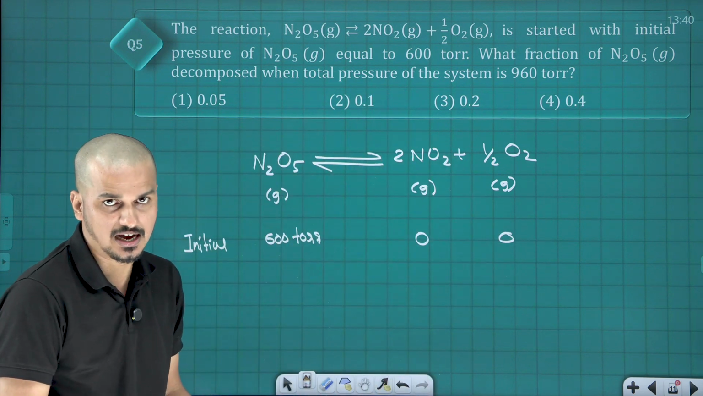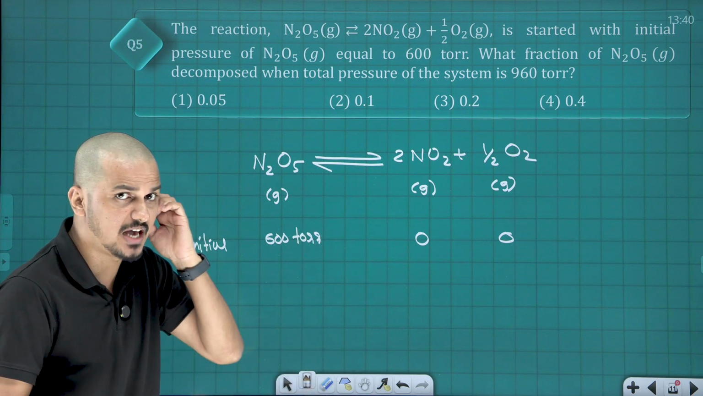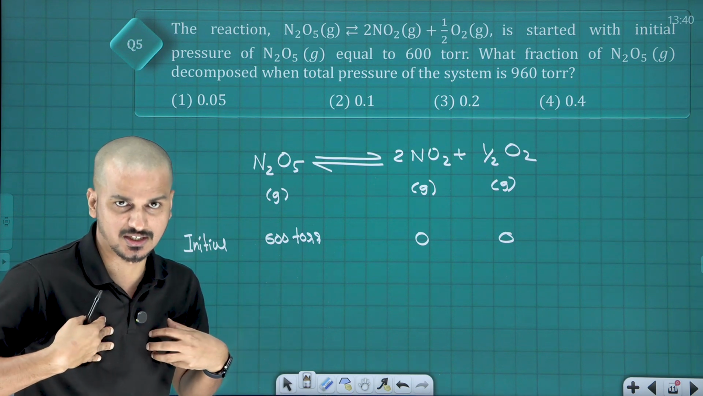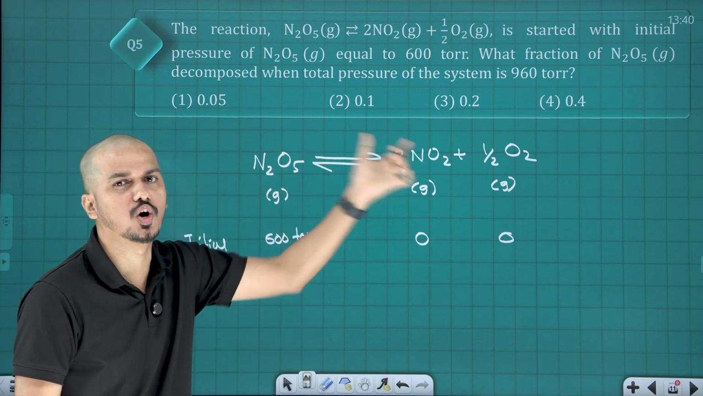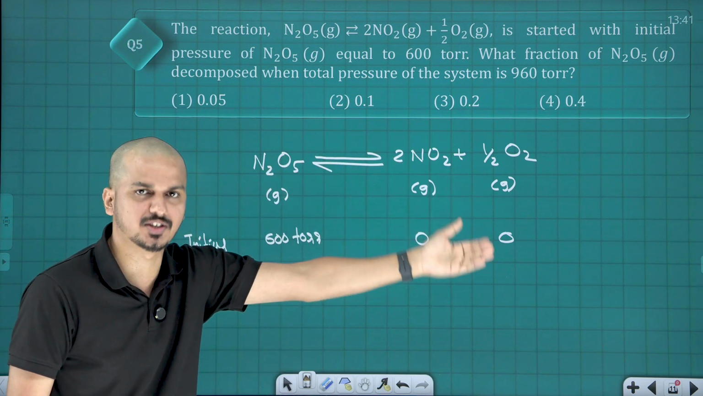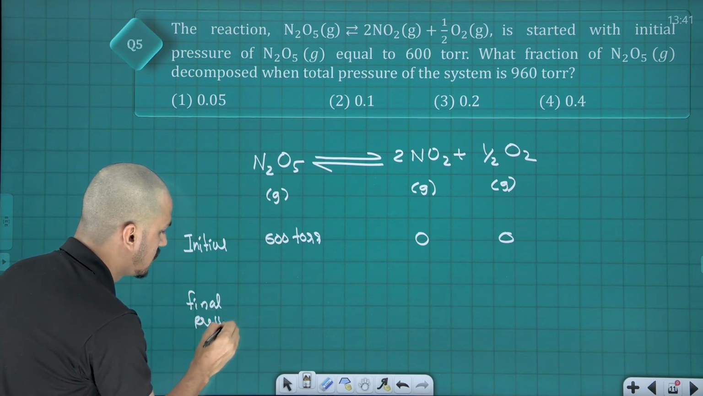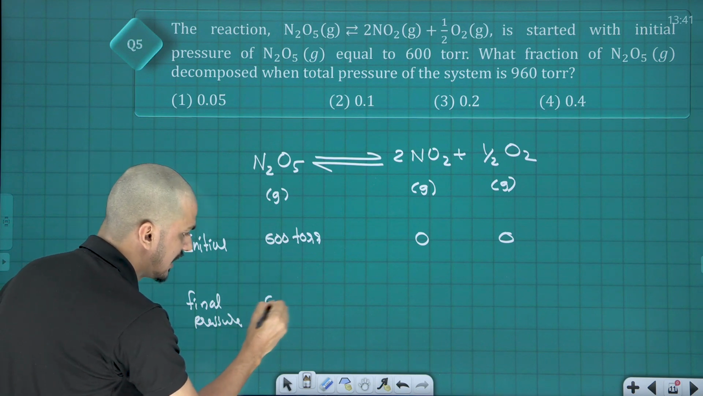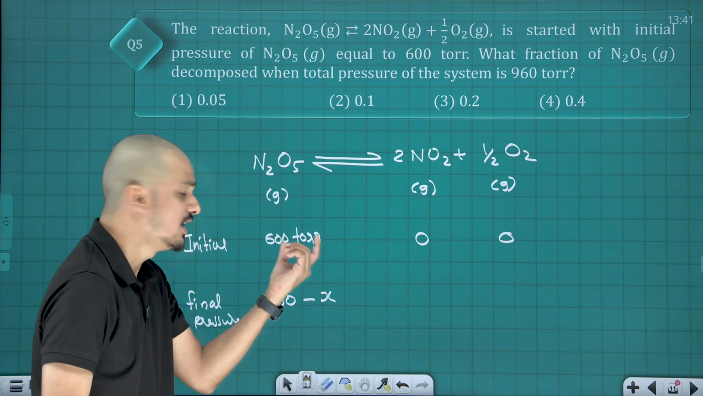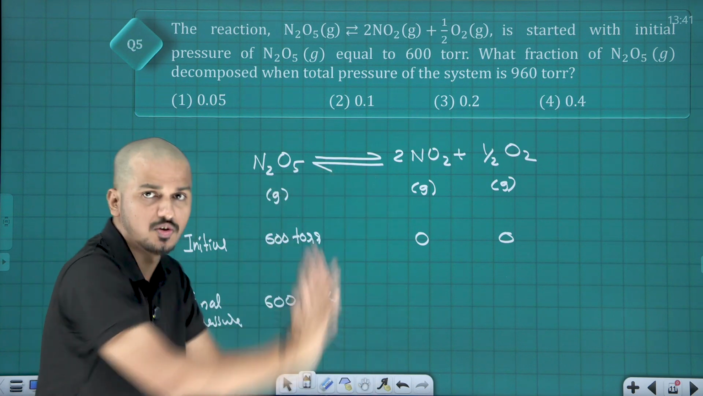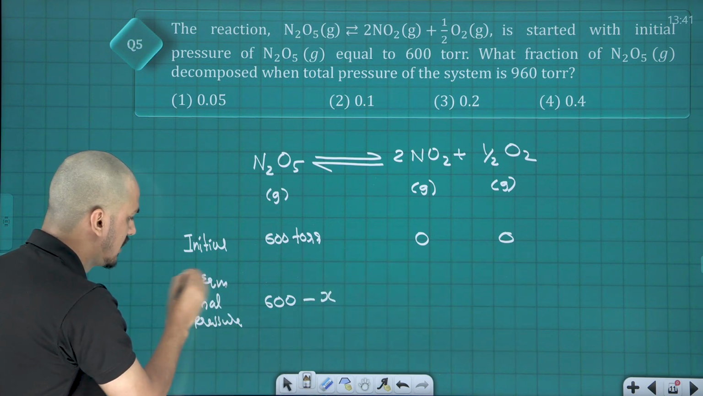Then after some time, they will attain equilibrium. At that time we are assuming X molecules of N2O5 undergo dissociation. That means X atm is reduced. So the final pressure I can write as initially 600, from 600 minus X is reduced, X torr is reduced because X molecules undergo decomposition at equilibrium. That means final means at equilibrium, don't forget.